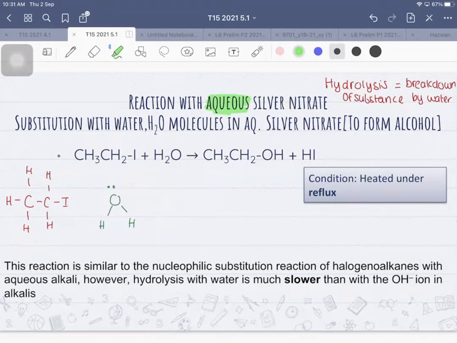That's why with potassium cyanide and with sodium hydroxide, we use ethanol as the solvent. We don't use water because water acts as a nucleophile as well. If you use aqueous potassium cyanide, there will be a competition between the cyanide ions and the water molecules, because both of them are nucleophiles, and you will get a mixture of products. So what happens when water hydrolyzes your halogenoalkanes? You will form a new functional group called the alcohol.